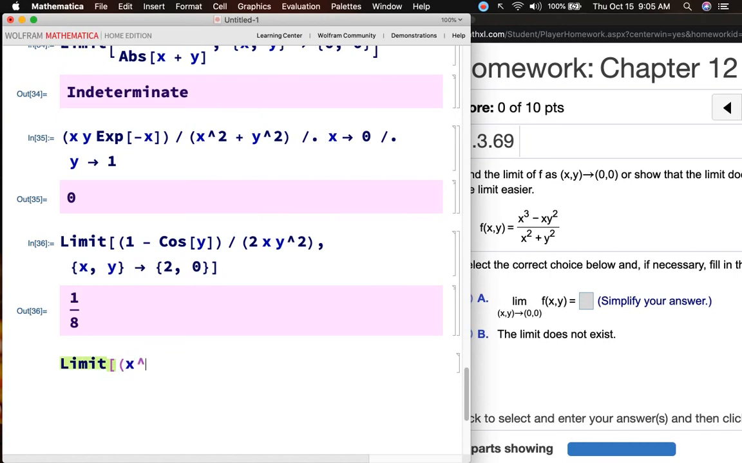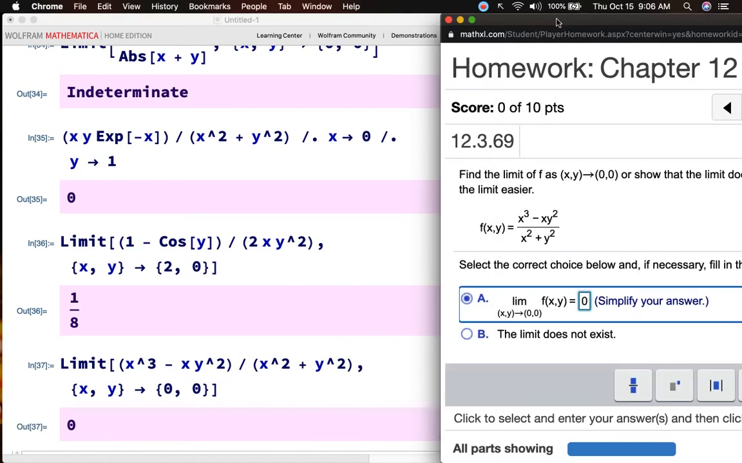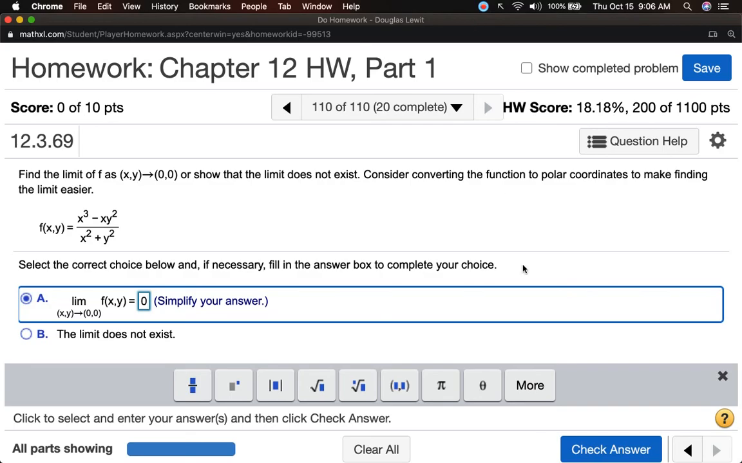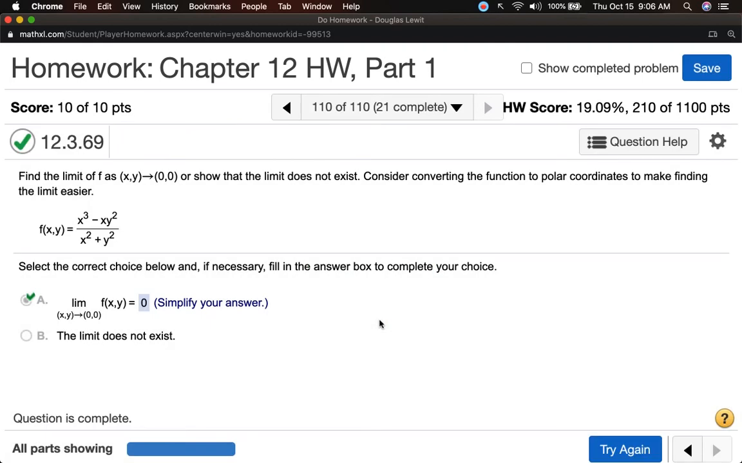Limit of x to the power 3 minus x times y squared divided by x to the power 2 plus y to the power 2. So x and y, what is the limit as x, y goes to 0, 0. And the answer is simply going to be 0. Okay. And let's see. That's it.